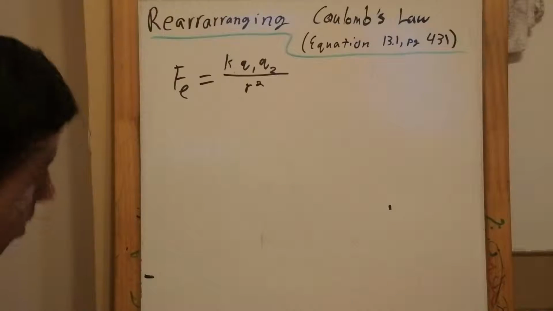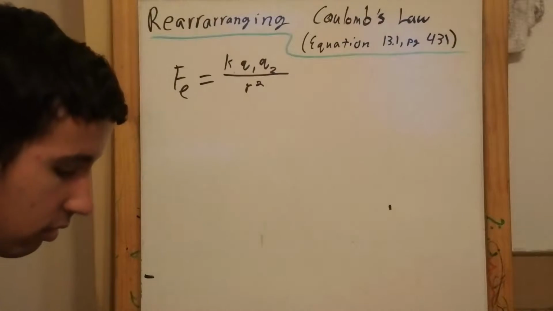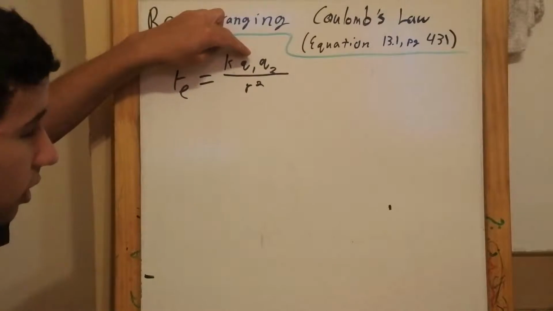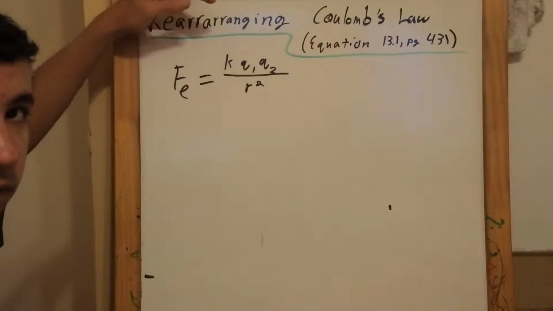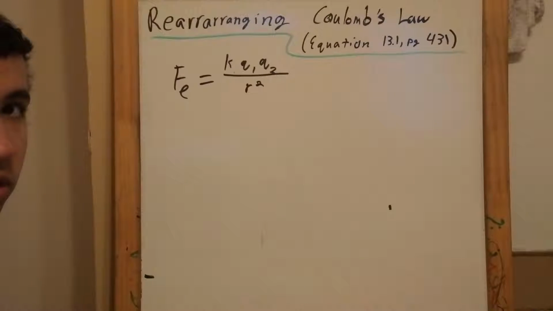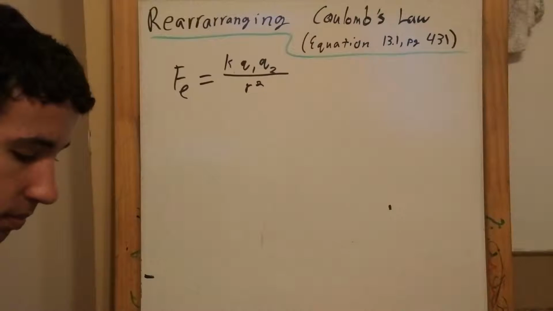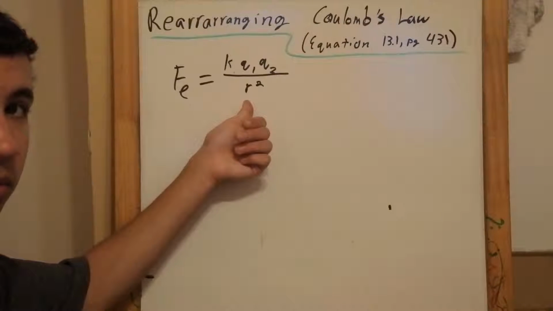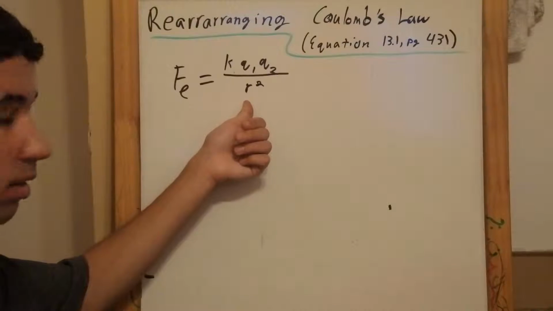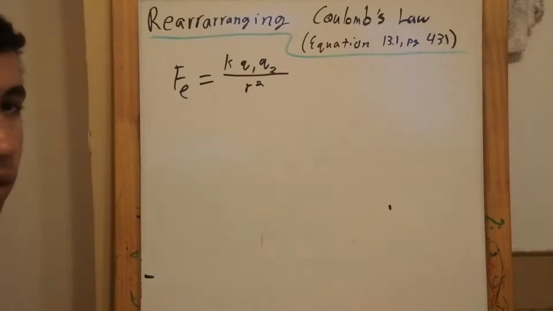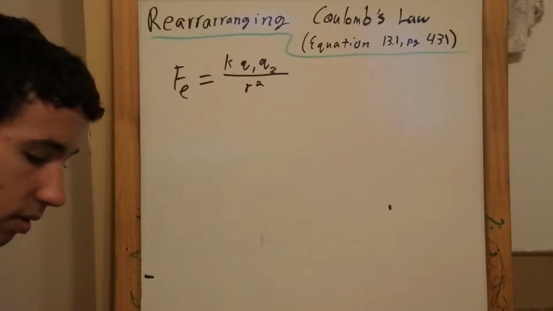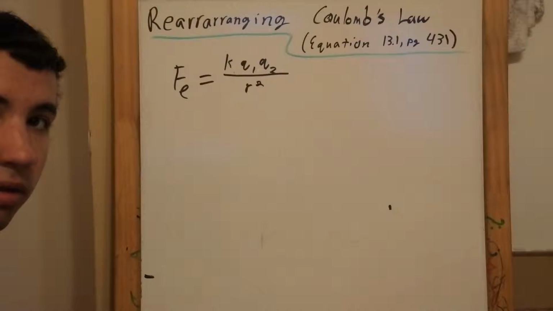And so F is going to be the magnitude of the electrostatic force. Q1 is going to be the charge of the first object. Q2 is the charge of the second object. And then R is going to be the distance between the centers of the objects. And the K represents a physical constant. In this case, it is Coulomb's constant, which is given on page 432.